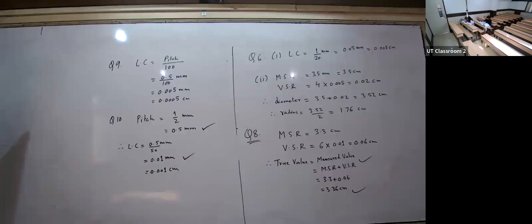So which division is coinciding? From 0 you count backwards. So 1, 2, 3 means 50 minus 3. So 47th division is coinciding. So 47 into least count. That is the circular scale reading. What is the least count? 0.02. So 47 into 0.02.